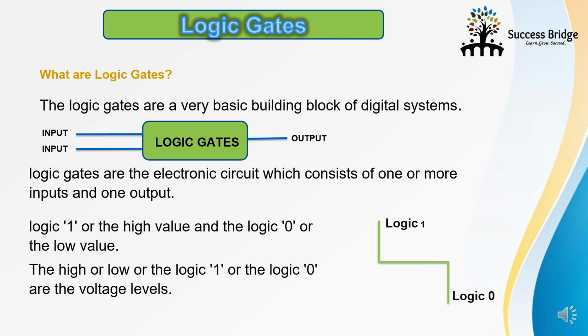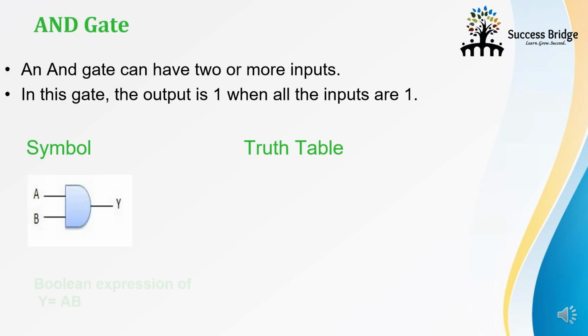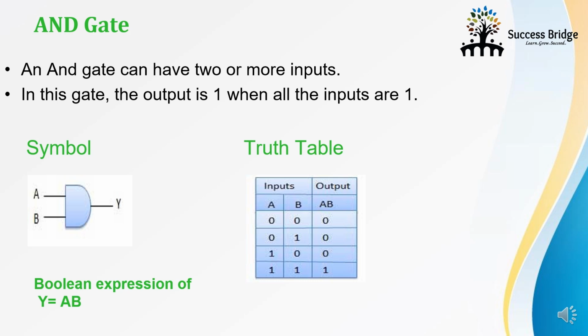Let me discuss why the output is so. If both the inputs are 0, the output is 0. If any one of the inputs is low, then the output is 0. If both the inputs are high, then the output is high. This is the Boolean expression of the AND gate: Y is equal to AB.